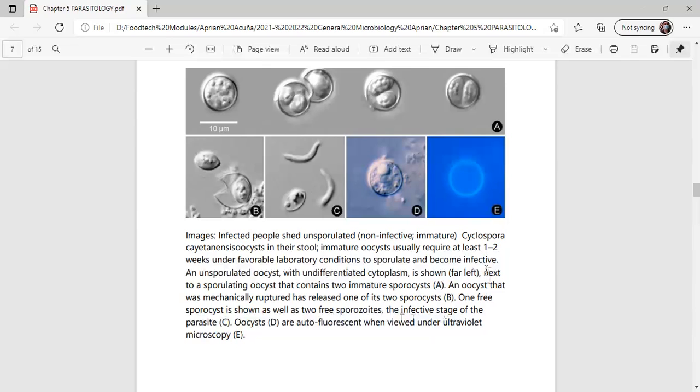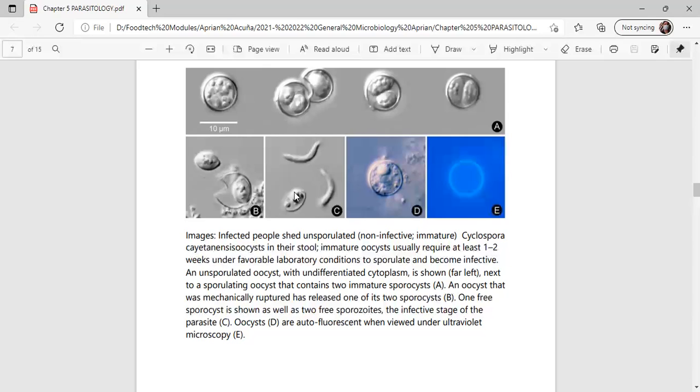For your letter B, ang imong oocyst, okay, that was being sporulating, an oocyst that contains 2 immature sporocysts. This is still immature. Then for your letter C, okay, you have here 1 free sporocyst shown as well as 2 free sporocysts. Okay, this is now your sporocysts. Then for your letter D, this is an oocyst. It is a mature oocyst.